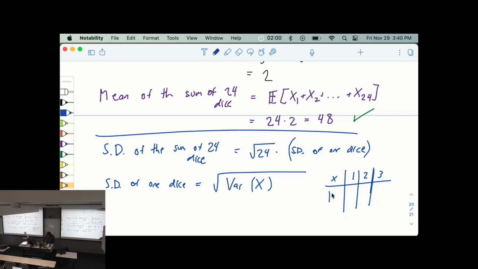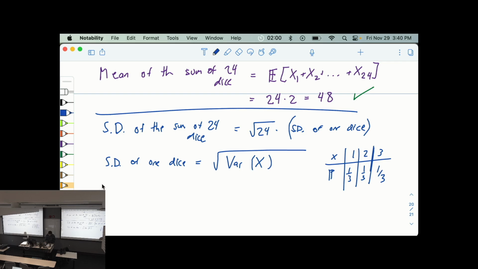And those all happen with probability a third, a third, a third, a third. How are we going to calculate the variance? You have your choice of formula. You could either use the expected value of x squared minus the expected value of x all squared, or you could do the expected value of x minus the mean of x all squared. These are both equivalent. These are both equal to the variance.